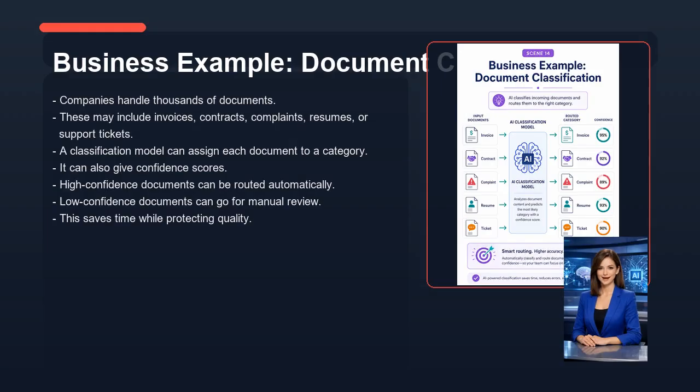Now let's look at a business example, document classification. Companies handle thousands of documents. These may include invoices, contracts, complaints, resumes, or support tickets. A classification model can assign each document to a category. It can also give confidence scores. High-confidence documents can be routed automatically. Low-confidence documents can go for manual review. This saves time while protecting quality.